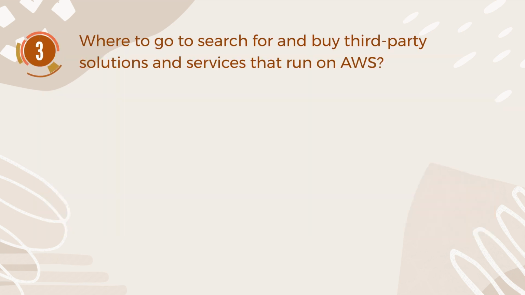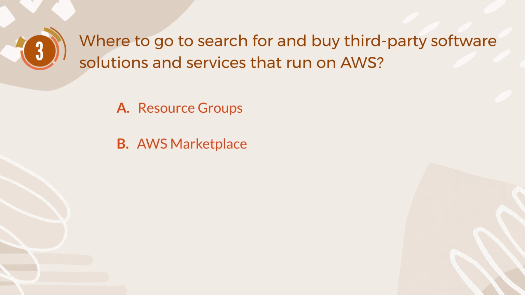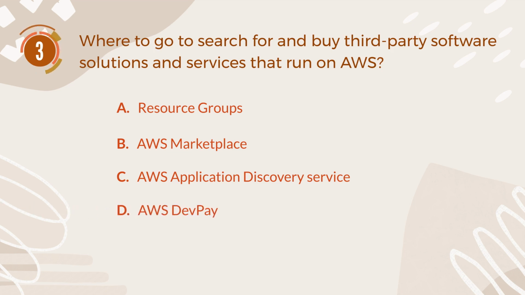Number 3. Where to go to search for and buy third-party software solutions and services that run on AWS? A. Resource groups. B. AWS Marketplace. C. AWS Application Discovery Service. D. AWS DevPay.